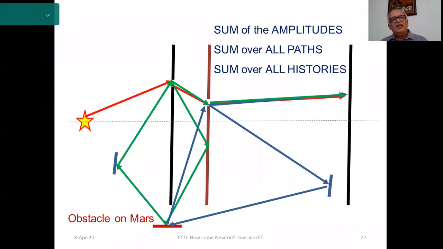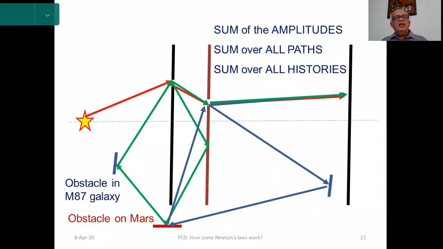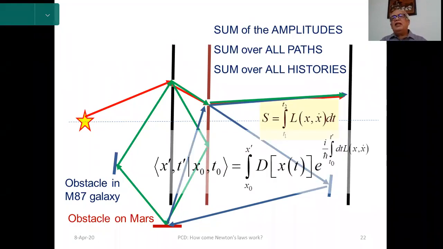And Feynman is asking you to consider an obstacle on Mars. How much time would it take to get there? What if the second bounce is from a different galaxy? Mars is at least in our own planetary system. What if it is from an obstacle in another galaxy, M87? We just pictured the black hole of this galaxy quite recently, and all of these parts are viable parts, and they must be summed over in the Feynman formulation of quantum mechanics.